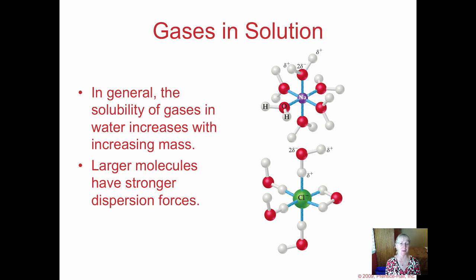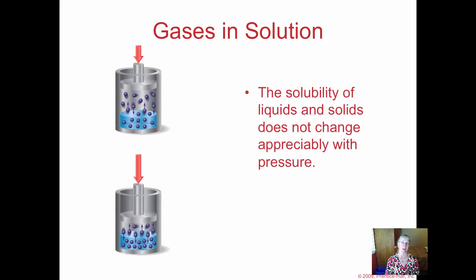Let's take a look at larger molecules having stronger dispersion forces. So the greater the molecule, the more electrons, the greater the, what was the word, polarizability of your electron cloud, and the stronger your dispersion force. I'm not sure even why these sodium and chloride ions are there.